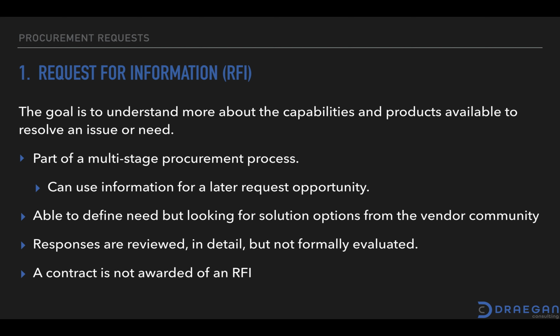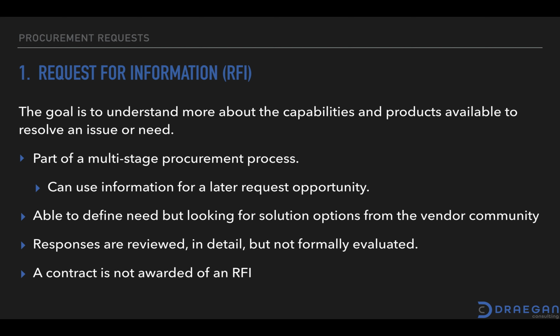First up is a request for information. This is pretty straightforward. It is exactly what it sounds like. The goal here is for the issuing organization to understand more about the capabilities and the products that are available in the market to resolve an issue or need that they have. It is typically part of a multi-stage procurement process, so it doesn't actually end with this request for information. The information that is supplied to you by the vendor community once these are issued can be utilized in later requests. So you can take the information that you learn and incorporate it into something further down the road.